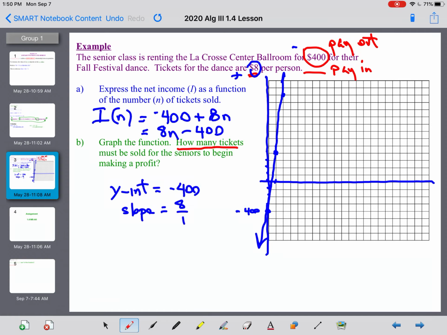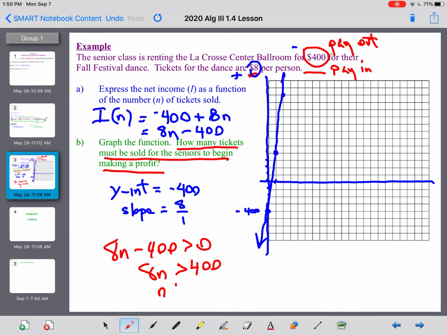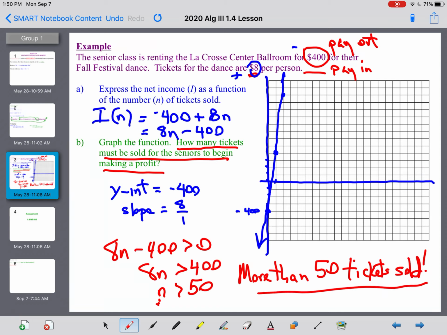Now the last part here, it says how many tickets must be sold for the seniors to begin to make a profit. So that means I want to know when 8n minus 400 is greater than 0. I'm going to add the 400 over, divide by 8. So my number of tickets has to be more than 50. So I would just say more than 50 tickets sold. So like 51 tickets, 72 tickets, 111 tickets.